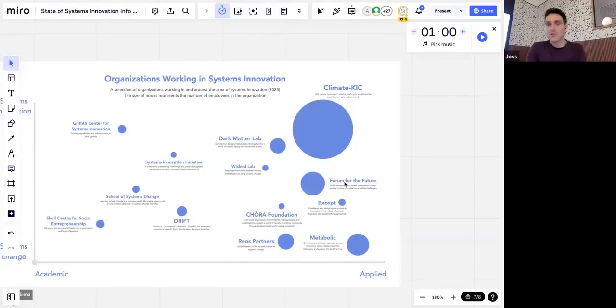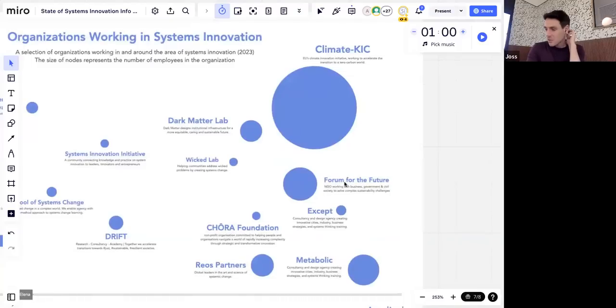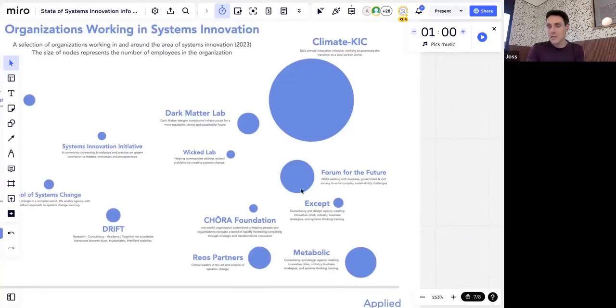We have others, like Forum for the Future here in London. They're particularly a non-for-profit working around sustainability, bringing together business, government, and civil society. They did a lot for inventing this whole idea of systems innovation. They were the early pioneers of it.